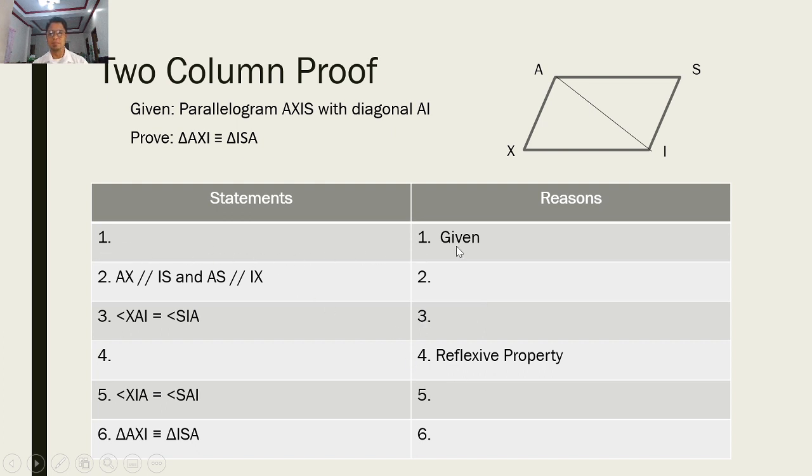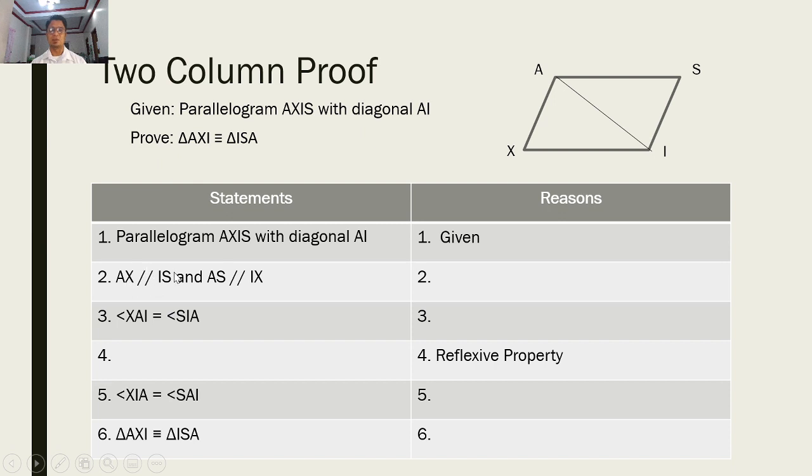Sa ganitong klase po ng given, imposible ka maging zero. The number one, dito sa reason, palaging given. Ito nawawala. Tanong, ano ba yung given? Babalikan mo lang dito. Ayun, given. So, parallelogram AXIS with diagonal AI. So, ito yung laging nasa unahan. Okay po? So, ulit. The first thing lalabas po sa two-column proof ninyo will be yung given. Number one reason palagi, given. Number one statement palagi, yung nakasulat sa given mismo. Lahat yan.